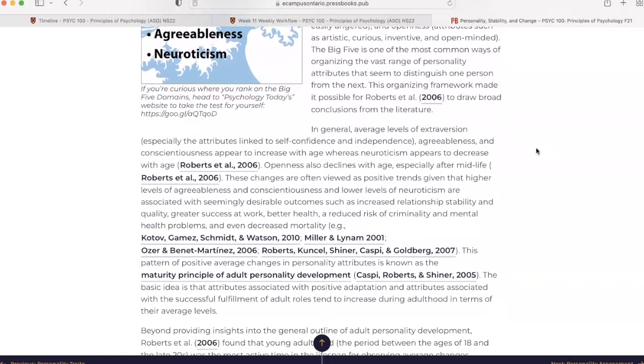This organizing framework made it possible for Roberts et al. in 2006 to draw broad conclusions from the literature. In general, average levels of extroversion, especially attributes linked to self confidence and independence, agreeableness, and conscientiousness, appear to increase with age, whereas neuroticism appears to decrease with age. Openness also declines with age, especially after midlife.